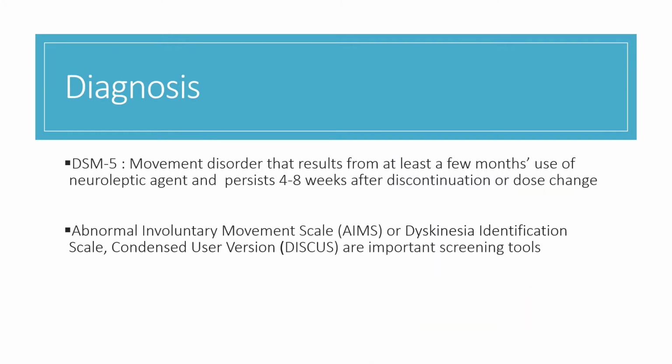To diagnose TD, according to the DSM, you need to have at least a few months use of a neuroleptic agent, as well as symptoms that persist 4 to 8 weeks beyond discontinuation or dose change. If it resolves within that 4 to 8 week window, it's considered withdrawal emergent dyskinesia, which is a different syndrome. The abnormal involuntary movement scale, or AIMS, as well as the dyskinesia identification scale, condensed user version, are important screening tools both in the diagnosis and monitoring of TD. The DISCUS screening tool is used for those who have developmental delays.